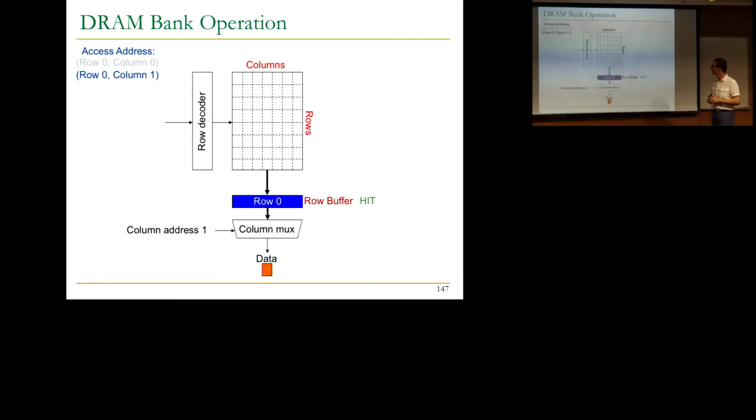Yes? Why didn't you first access and pre-charge the rows? Oh, because there was nothing here. It was empty, and empty means it's already pre-charged. If there was some other row over here, then you need to pre-charge. No, I mean at the end of the access, after you retrieve the data. Oh, in this one. I see.